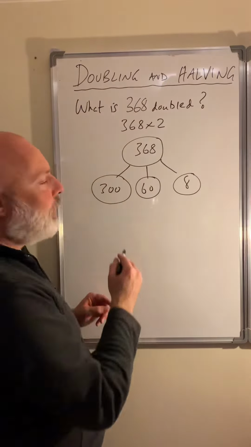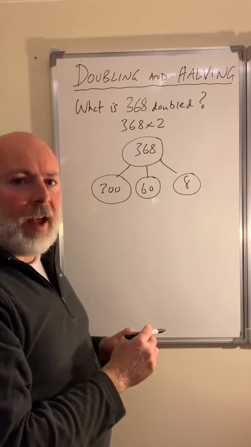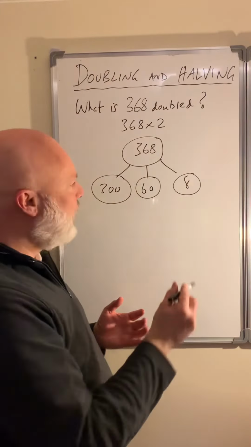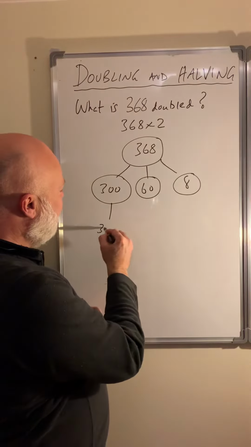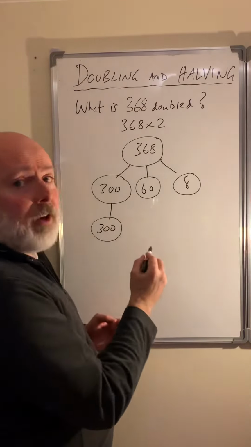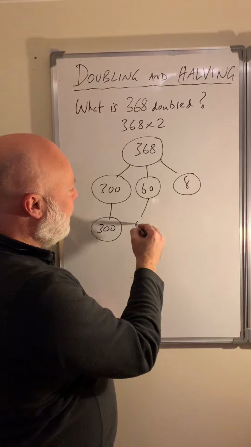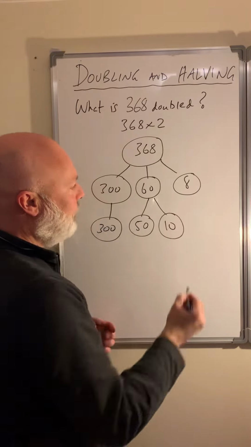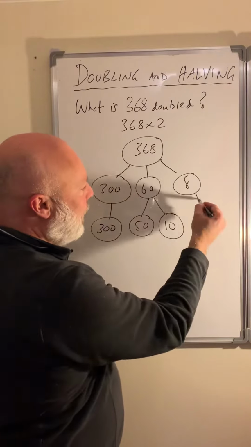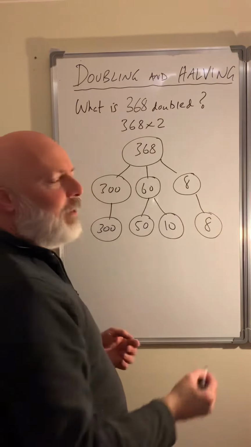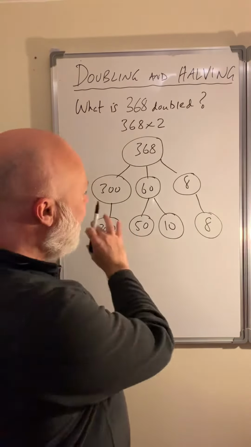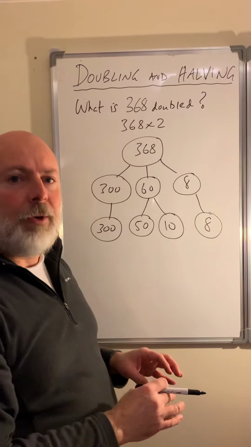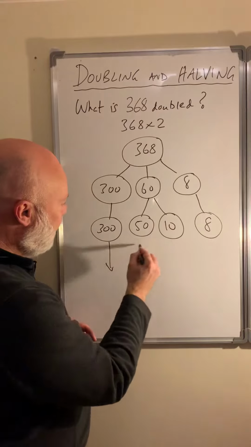I'm going to say, well, 300 multiplied by 2, I think I could do that. 60 multiplied by 2 could be a little bit difficult. So I'm going to leave the 300, as I said, because I think I can do it. The 60, I think I'm going to split that up into 50 and 10. And in my 8, I'm quite happy to leave 8 as it is as well. Now that I've got the breakdown of numbers that I think I can easily multiply by 2, I'm going to do that multiplication by 2.